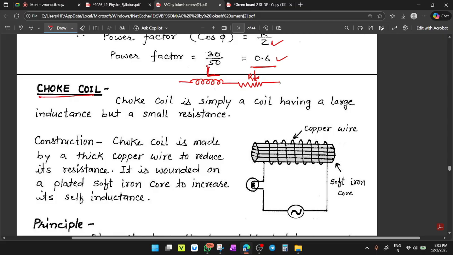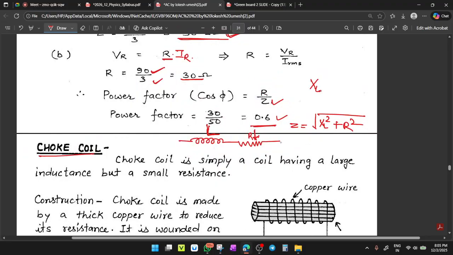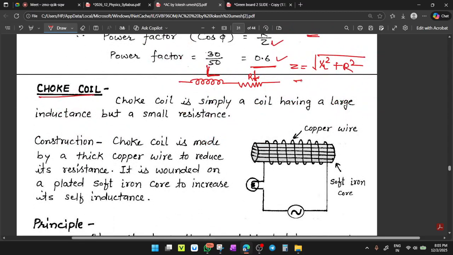So how do we make this coil in which resistance is very small? You know the impedance equals under root XL square plus R square. But XL is much greater than R because the inductance is quite high and the resistance is very low. So we can neglect R, and only XL square remains. So the impedance will be equal to XL.